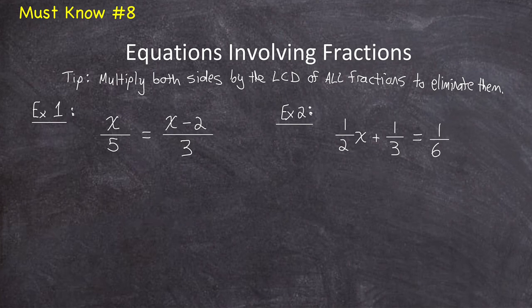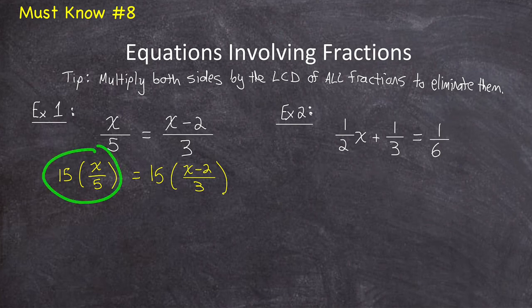So what I can do is multiply both sides of this equation by 15, and now on the left and right side of the equation, I have a product of fractions, so I can cross-reduce. 15 divided by 5 is 3, and 15 divided by 3 is 5. So notice my fractions are gone now. On the left side of the equation, I just have a 3 times x, and on the right side of the equation, I have 5 times x minus 2. And there's actually a shortcut for this question.